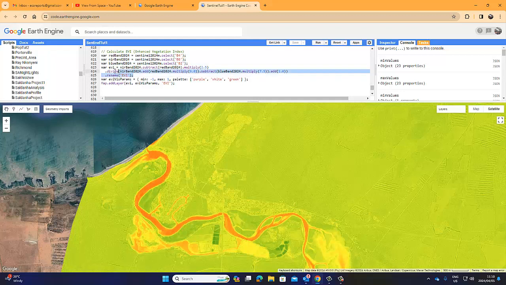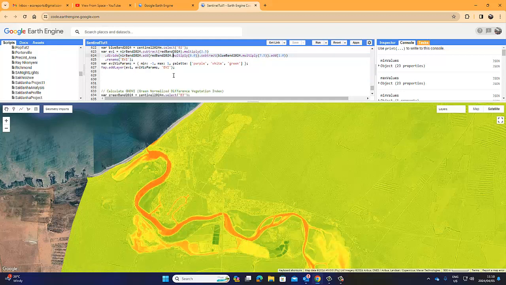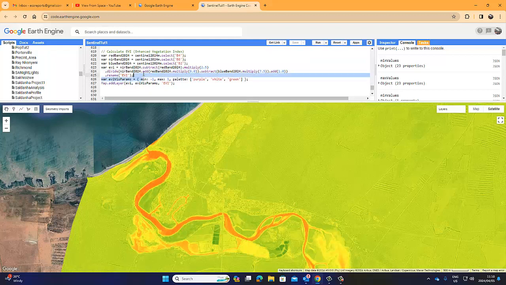And then again, it's got a fairly sophisticated formula. Where you multiply by 2.5, divide by this, you multiply by 6, you multiply by 7, you add 1, etc., etc. So this is an even more, for lack of a better word, sophisticated version of the normalized difference vegetation index.